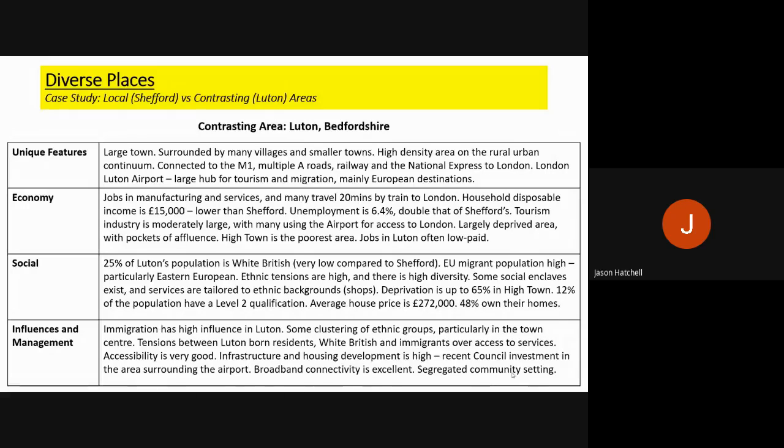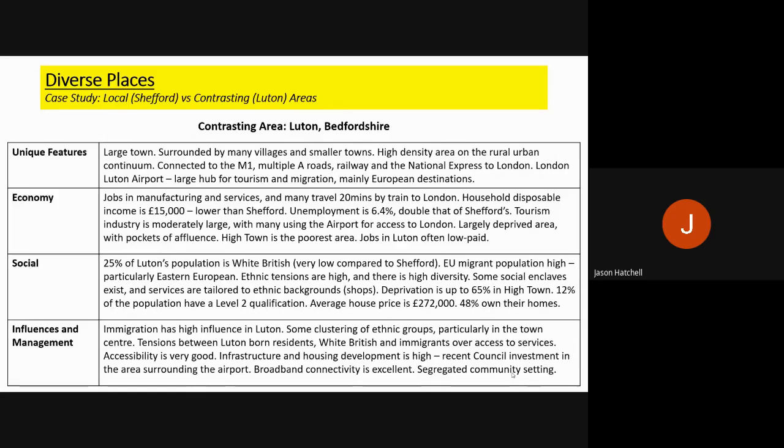Deprivation is, as I said earlier, up to around 65% in High Town, and 12% of the population have a level 2 qualification, which is 8% lower than in Shefford. The average house price is £272,000, and 48% of people own their own homes. Again, that is much lower than Shefford's house price and average ownership percentage.